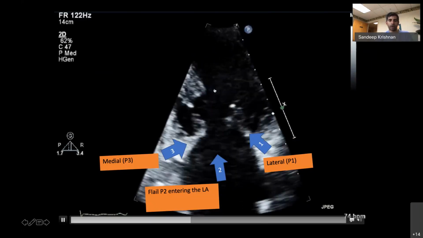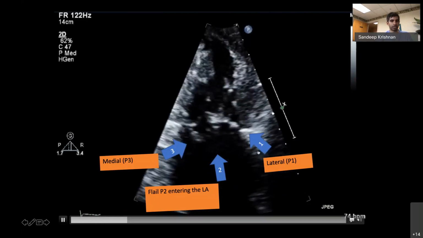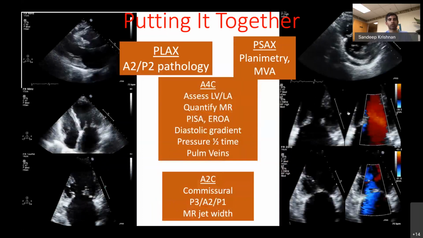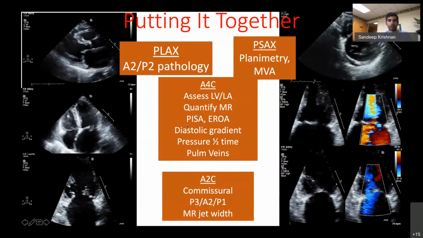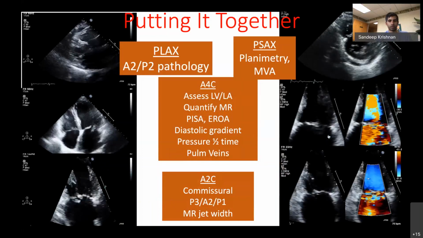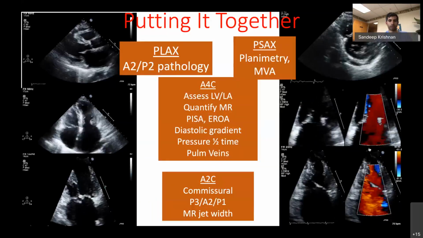But this view is actually quite powerful, and it's one that I have to continuously remind myself of what parts of the valve I'm seeing, because I forget as well. But it is very useful, not because of the color, but because of what you can see pathology-wise. So putting it all together, we've got the parasternal long axis A2, P2 pathology, the short axis planimetry, apical 4-chamber. We talked a lot about PISA and EROA, and apical 2-chamber, more about the pathology of the actual valve, and less focused on color there.